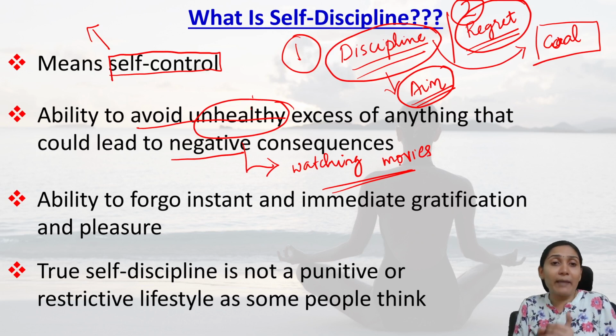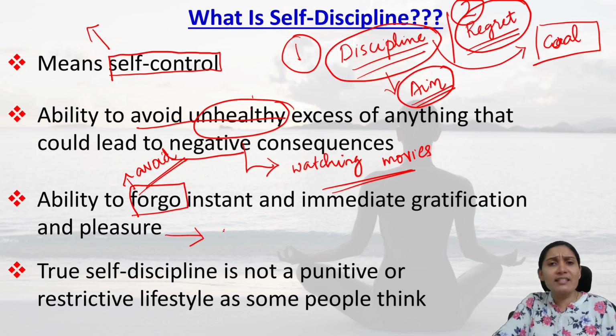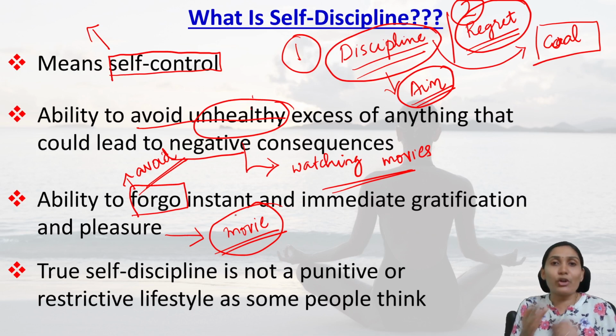Again, self-discipline is the ability to forego instant and immediate gratification and pleasure. Forego means you have to avoid. Let us take the same example of our movie. Suppose a new movie of your favorite actor is released, and you want to watch the movie, but your exam is one week later. If you go for the movie, definitely it is going to give you instant pleasure, immediate gratification, happiness, but it will not last forever. Maybe you will have to compromise on your studies, and then what will happen? Then you will lose the exam. So that regret will stay forever. So self-discipline means you have to forego or avoid certain things which will give you pleasure for sure, but which is only instant or short-lived in nature.